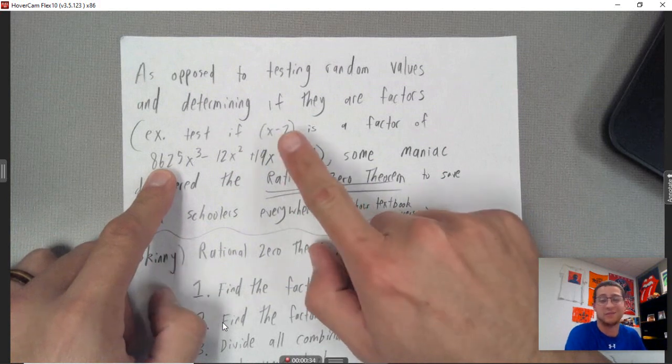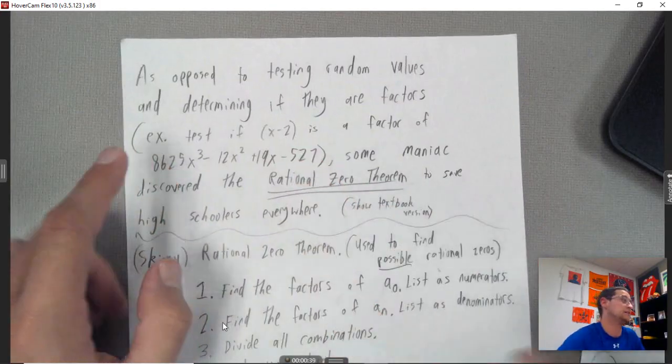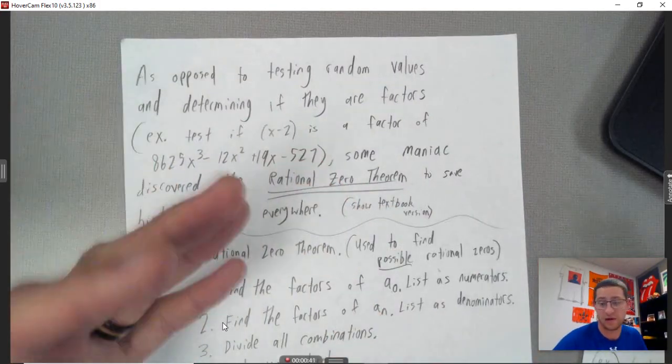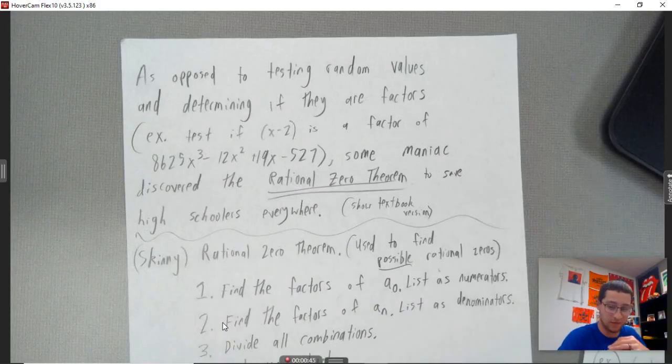I could be testing x minus 1. I could be testing x plus 1. I could be testing x plus 22. I don't know, it's just random numbers. I could sit here forever and test those values. That doesn't sound very fun.